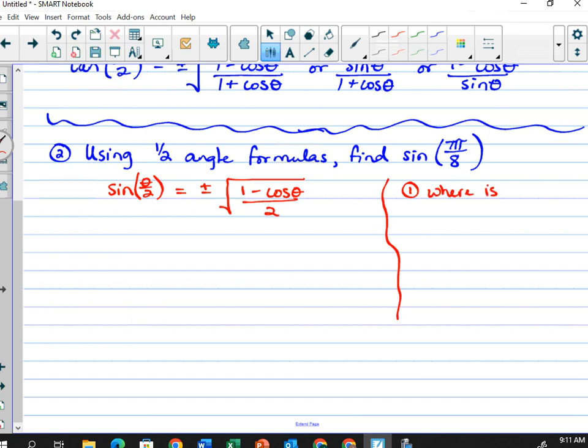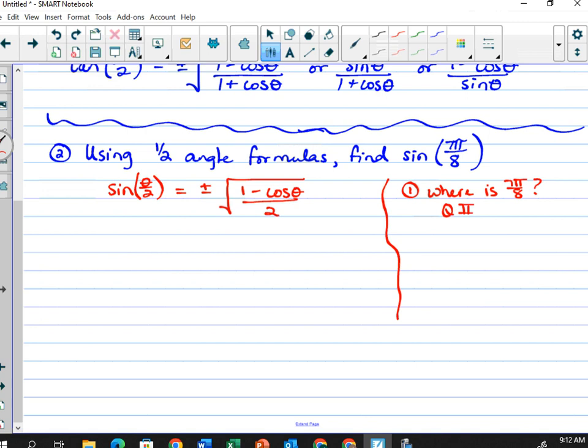Where is 7 pi over 8? Because that's the angle we're actually talking about here. It is in quadrant 2. Good job. Quadrant 2. 7 pi over 8, because 8 pi over 8 would be pi, right? Where is 7 pi over 8?